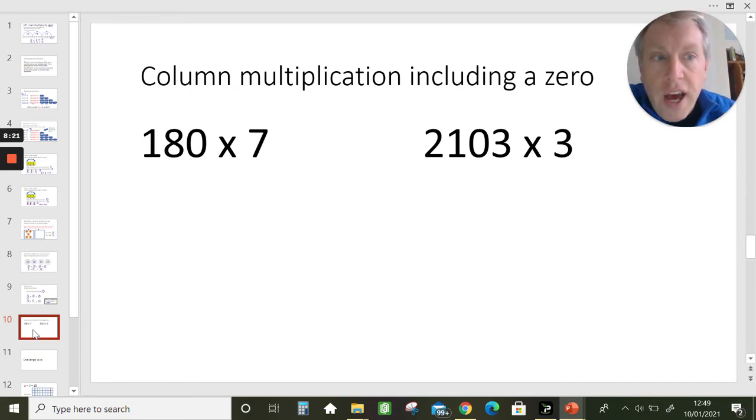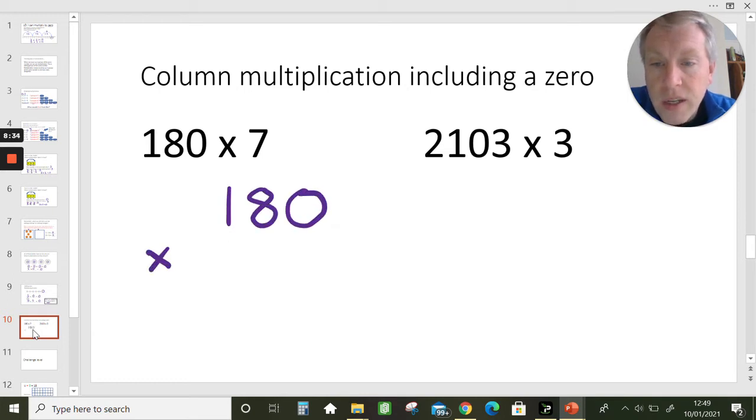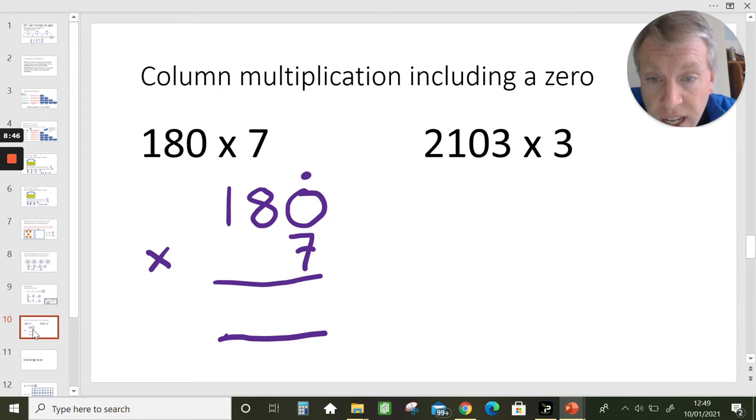Now, that's useful to know. And of course, very useful to know, because sometimes our column multiplication involves 0. So let's have a go at this one. 180 times 7. I've written it out nice and neatly. And I start off by doing the units. Always start with the 1s, on the right-hand side here, the smallest value column, the 1s, or the units.